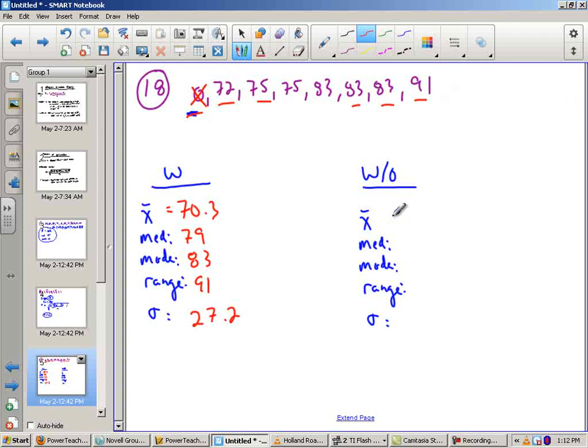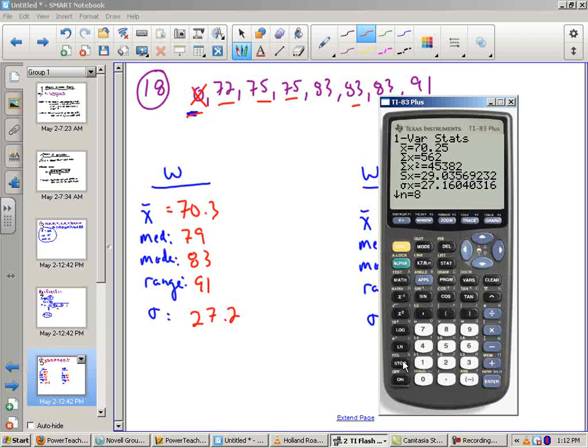Well, now we want to do it without the outlier. So if I get rid of that, now my median is just plain 83, which is a little bit higher. My mode is again 83. My range goes from 91 down to 72, which would be 19. Now I need to calculate those other two values. I'll use my calculator, and what I'll do is go to my list, edit my list, and delete that first entry. And so it's gotten rid of the 0.